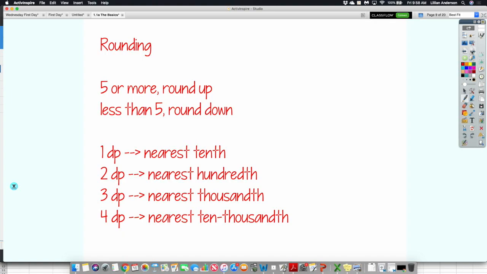Rounding. How does IB want you to round? Let's make sure we know how to round. Everyone knows that 5 or more you round up, and less than 5 you round down. Sometimes you may see DP. It'll say, round to 1 DP. DP, what do you think that stands for? Decimal place. Very good. So 1 DP would be the nearest tenth, 2 DP the nearest hundredth, 3 DP the nearest thousandth, and 4 DP the nearest ten-thousandth. Good to know, everyone. Remember how to round.